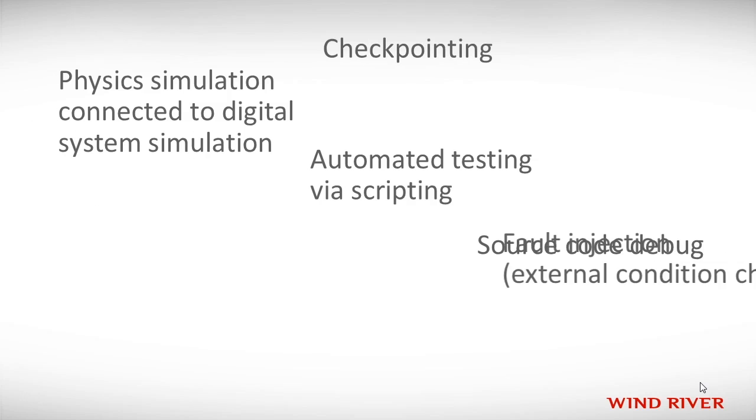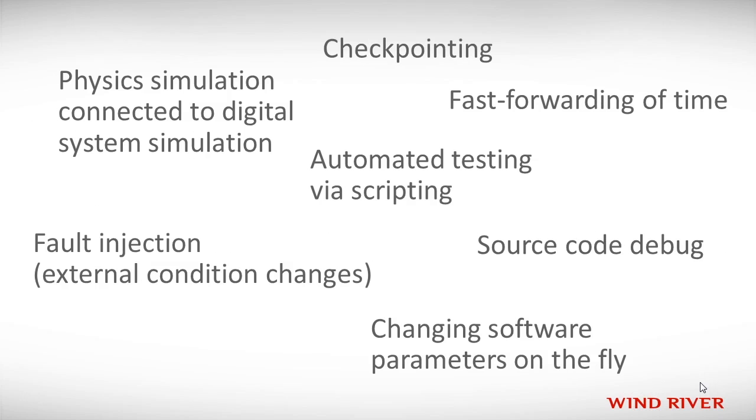So what did we actually see in this demo? Well, we saw a physics simulator connected to a digital system simulator, basically showing how we can simulate a complete cyber-physical system as a unit. We used checkpointing of both the physics model and the simulated computer model to quickly get to an interesting point. We exploited fast forwarding of time in the simulator to quickly simulate scenarios that actually took quite a while in the real world.